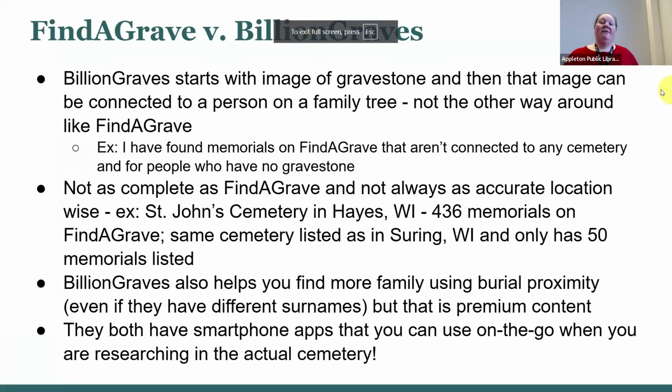All right, a quick little overview between Find a Grave and BillionGraves. BillionGraves always starts with that image of the gravestone and then uses that image to connect to that person on a family tree, not the other way around like it is in Find a Grave. In Find a Grave, you don't even have to have an image. I've actually found memorials on Find a Grave that aren't even connected to a cemetery, and for people who have no gravestone. So for those ancestors who might not have a gravestone, you might not find them on BillionGraves because they require a photo. Find a Grave will list people that do not have a headstone, yes.